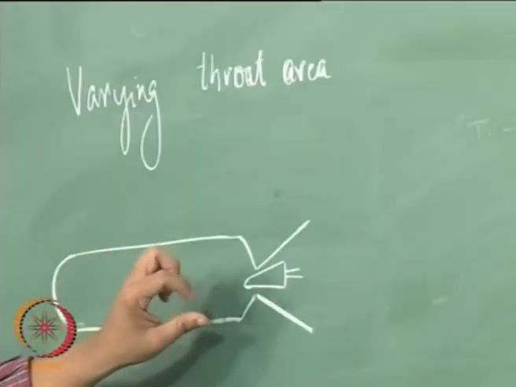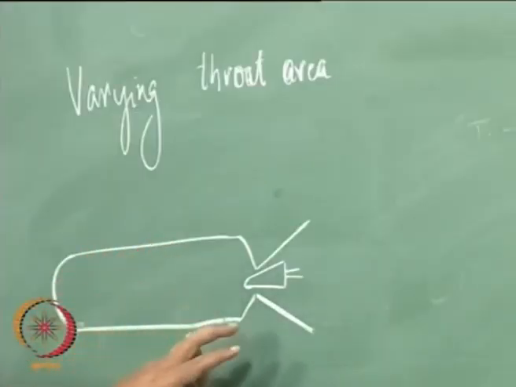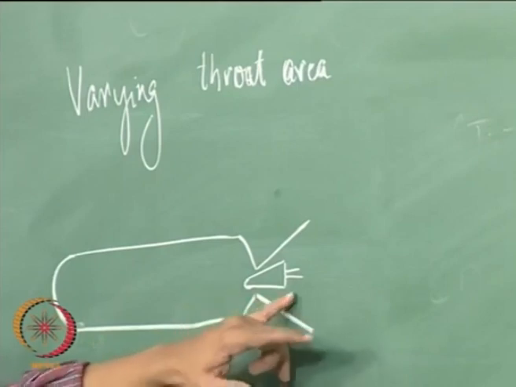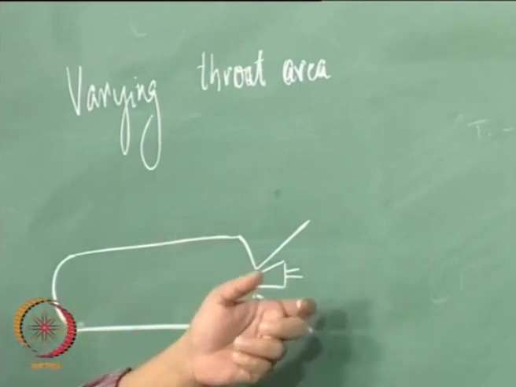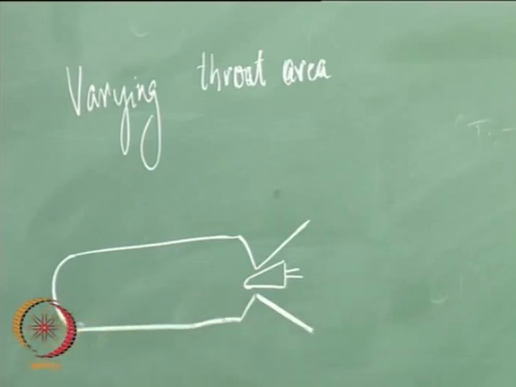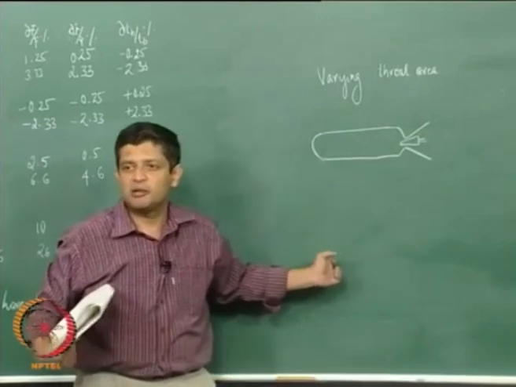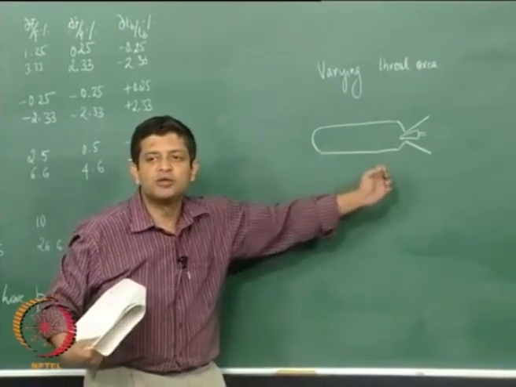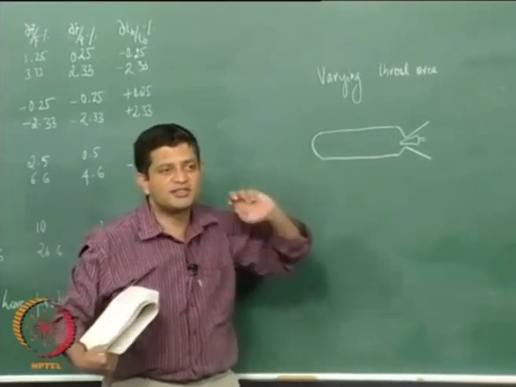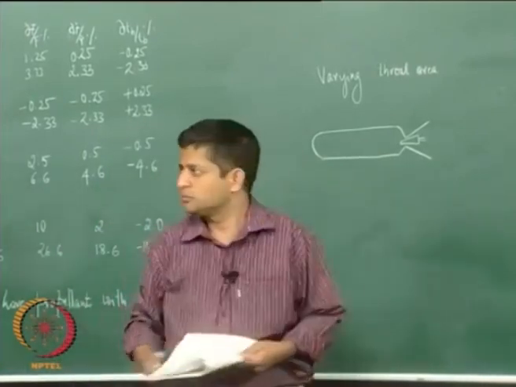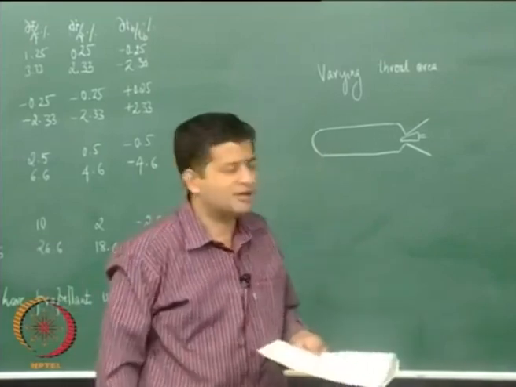If you have a plug like this whose diameter changes from one end to another, that is, you use a cone, and you are threading this in some fashion, then you can move it in or out depending on the requirement. So, you will essentially be changing the throat area to accommodate for changes in the initial temperature.